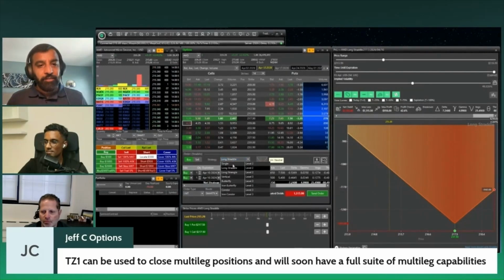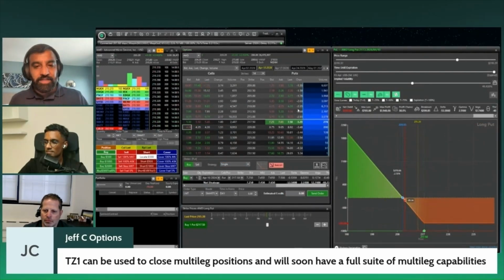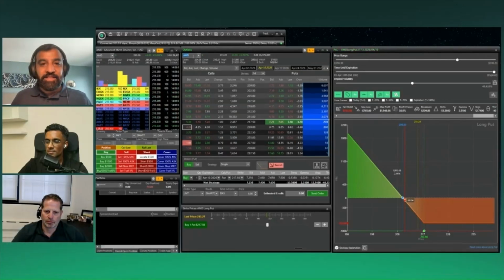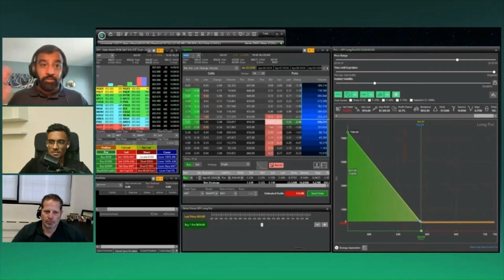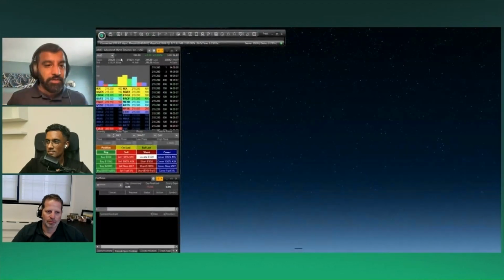And then as Jeff went ahead and pointed out, there's a lot of capabilities that Zero Pro has at the moment. A lot of those capabilities are also going to TZ1, which personally is what I love, especially when I'm traveling. That is not my decor in the background. So it's always great to be able to use those things.